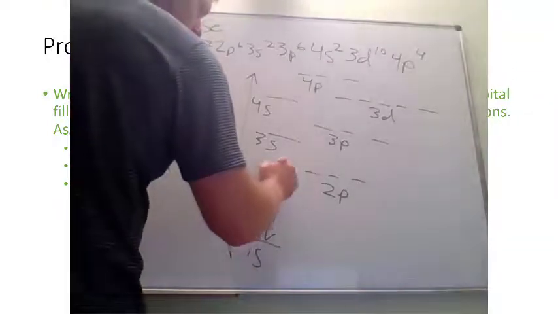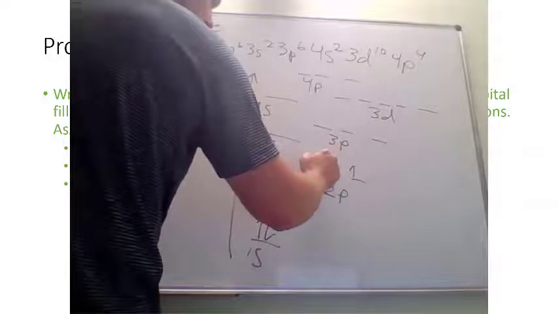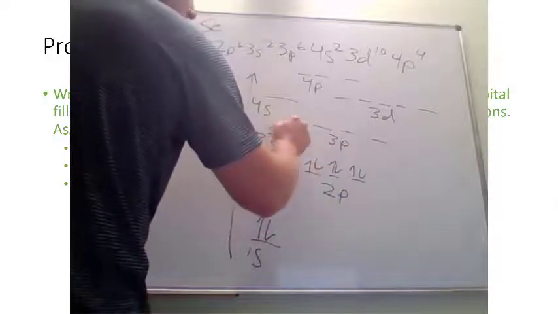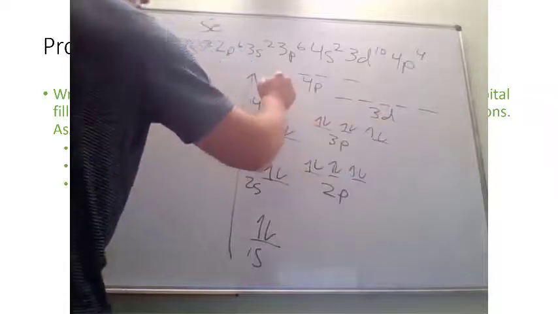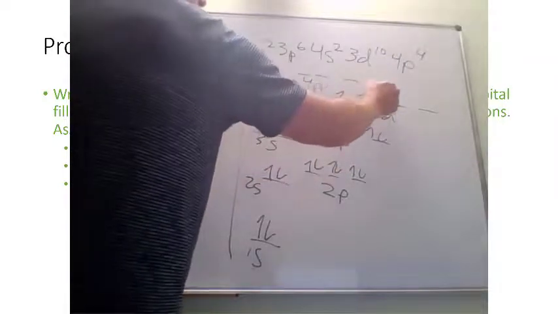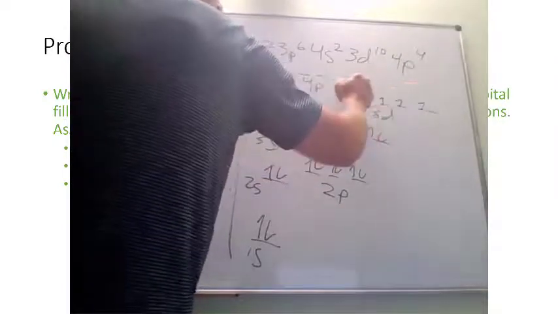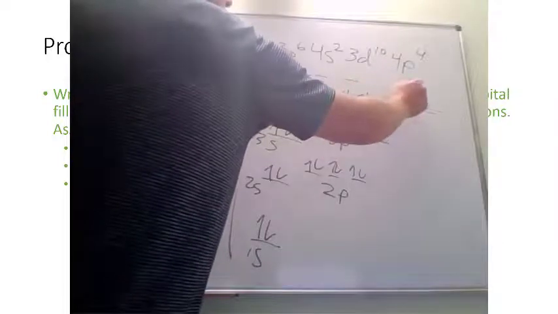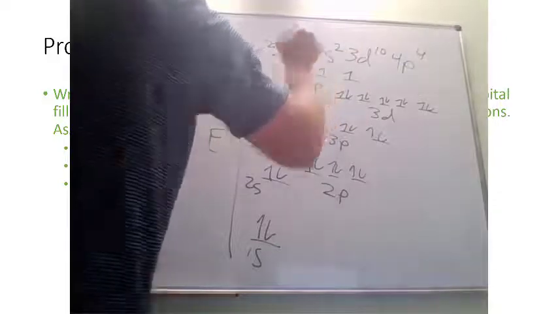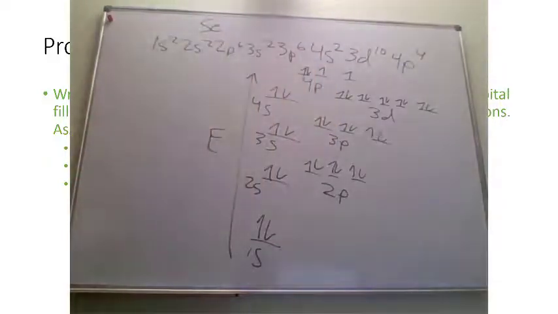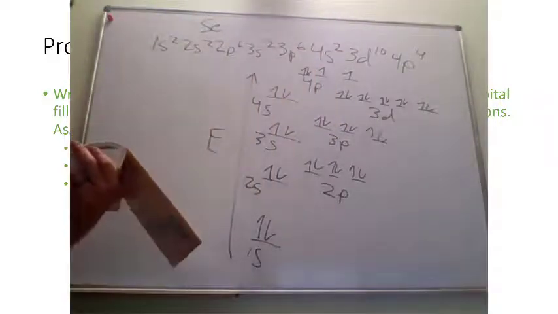1, 2, 3, and so on up to 34. Okay, so just filling up the electrons from the bottom up.